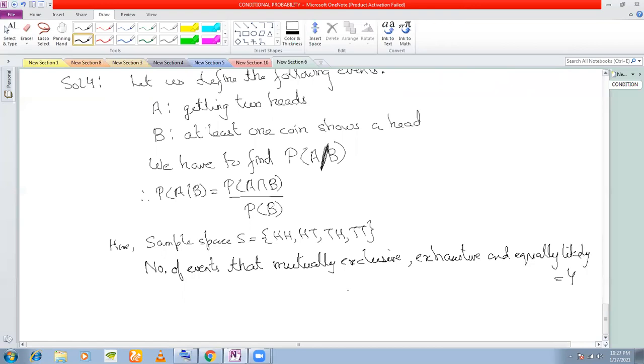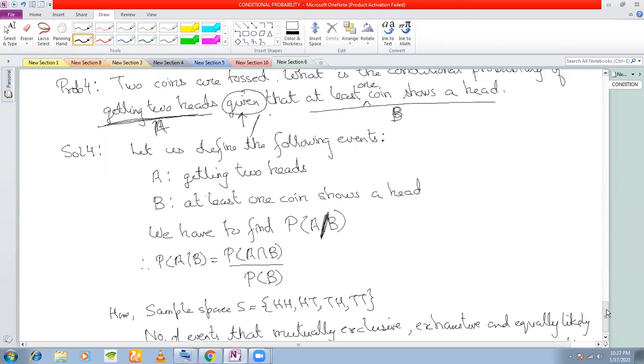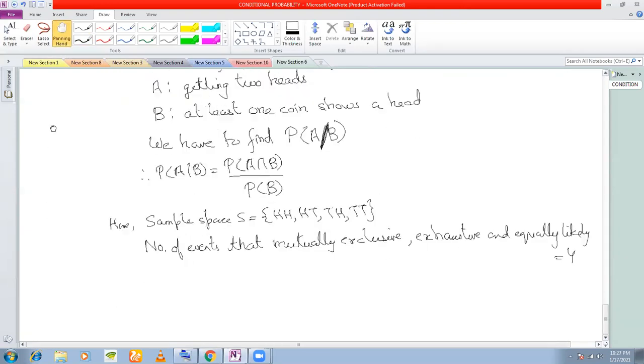What is the formula for probability? Do you know? The classical definition, which we did in Class 11: P(A) is equal to the number of events favorable to A divided by the number of events that are mutually exclusive, exhaustive, and equally likely. So we have got the denominator. What is the denominator? 4. Now we have defined the event A. What is the event A? Getting 2 heads. Event A here is getting 2 heads, only this.